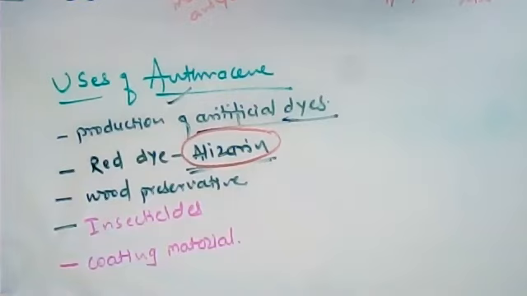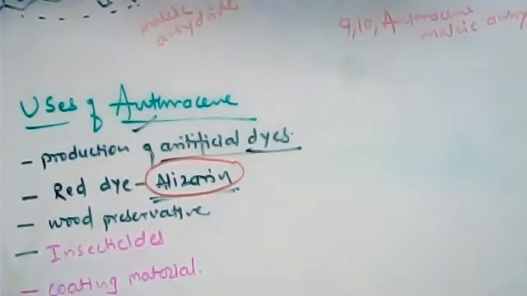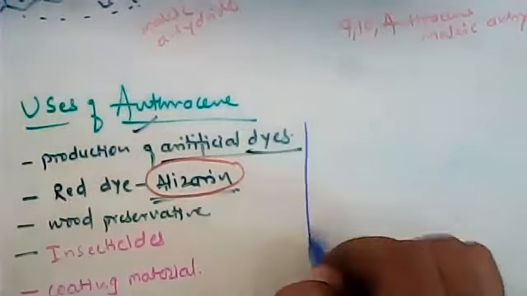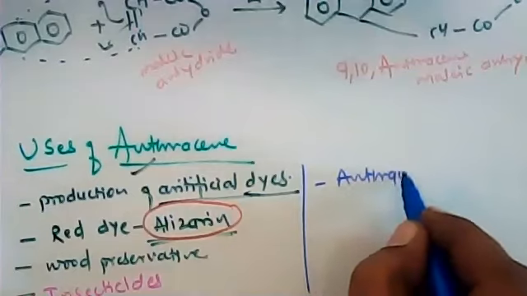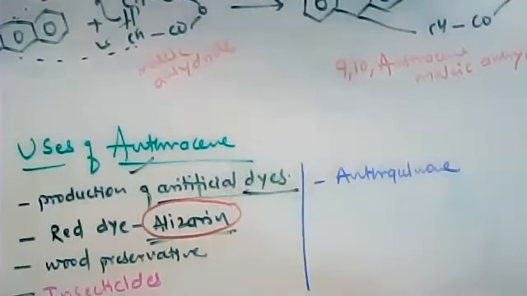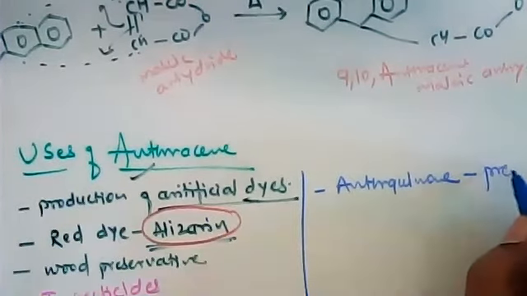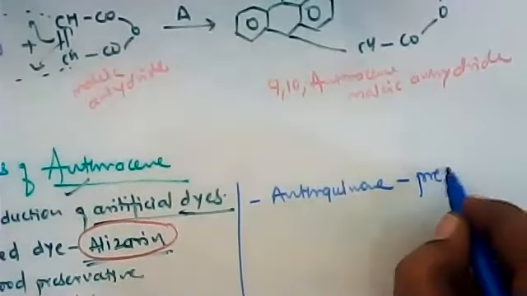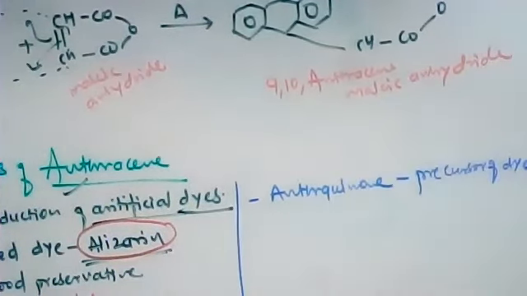Anthracene is converted mainly to anthraquinone. Anthracene is used for the production of anthraquinone, and this anthraquinone is a precursor of dyes.